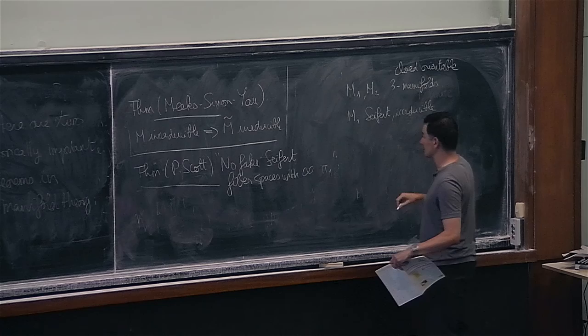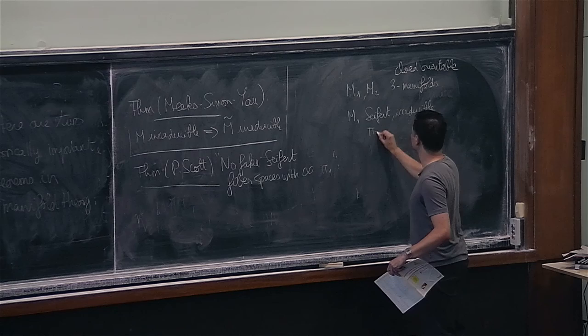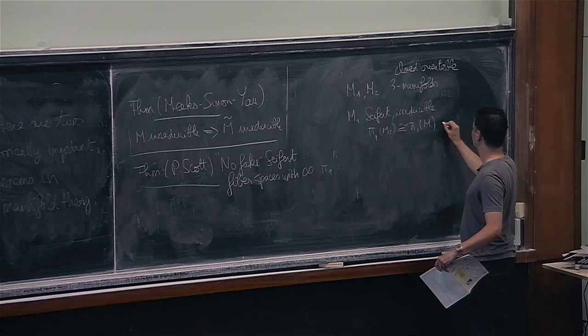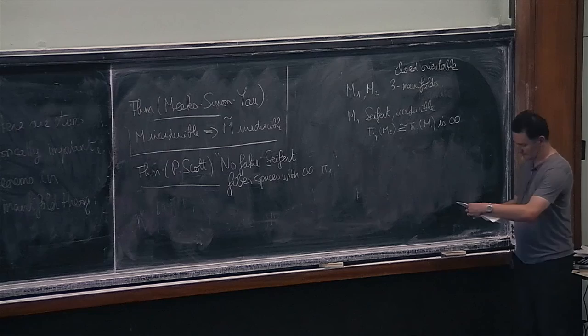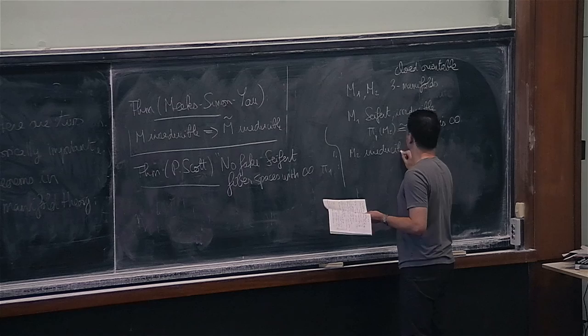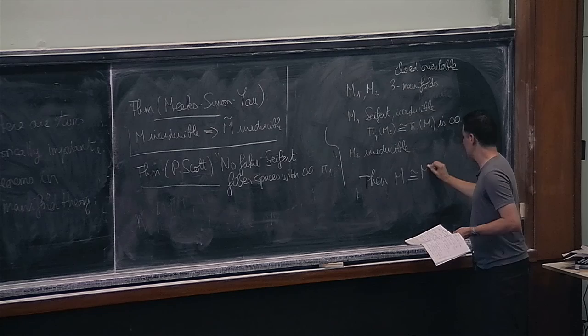And the fundamental group of M2 is the same. So π1 of M2 is isomorphic to π1 of M1, and you assume that this group is infinite. And also you need to assume that M2 is irreducible. And the conclusion is that M1 is diffeomorphic to M2, and in particular, that shows that M2 is Seifert.